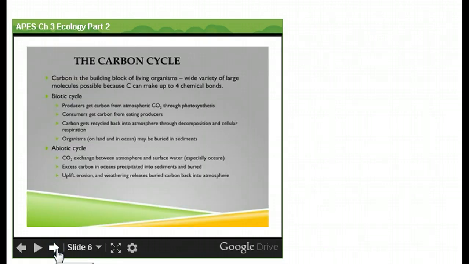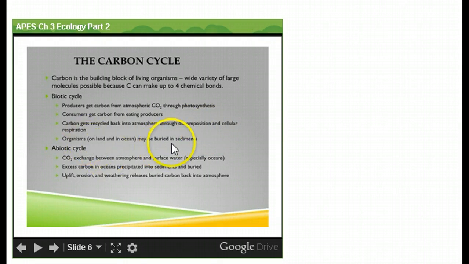So here's the carbon cycle in a nutshell. Remember, carbon is the building block of living things, and it's a big percentage of living things. 20% of the total body weight of living things is carbon. We talked about how producers get carbon from atmospheric CO2 and make it into sugars. Consumers do the opposite, and carbon dioxide gas is recycled into the atmosphere when these things die.